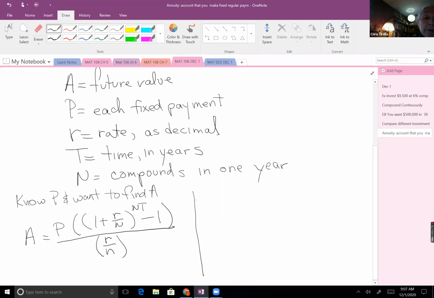And then the other formula that we'll use is if we know what we want in the future, and we're trying to figure out how much money I need to set aside every month, every week, whatever, to get that. And we're looking for, want to find what our payments must be.